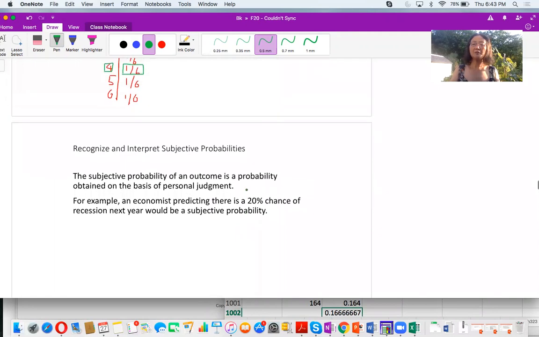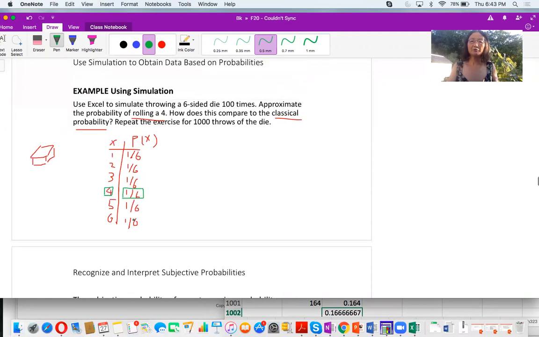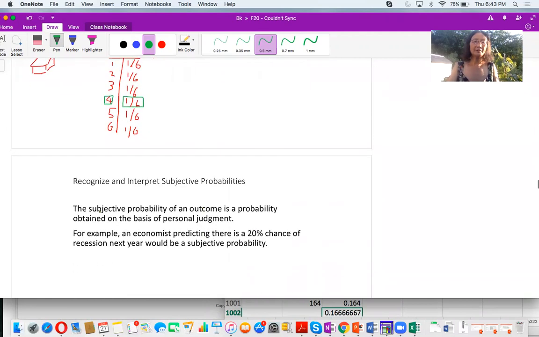So far, we did the classical method, we did the empirical method. We also used Excel to simulate the empirical method and used the classical method to verify. Next, let's talk about subjective probability. It is an outcome based on personal judgment.